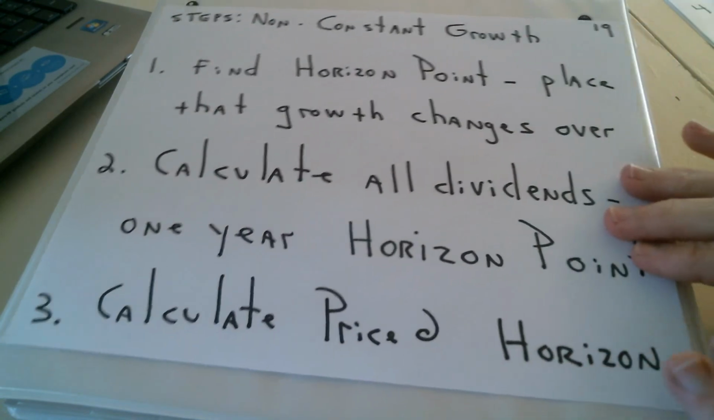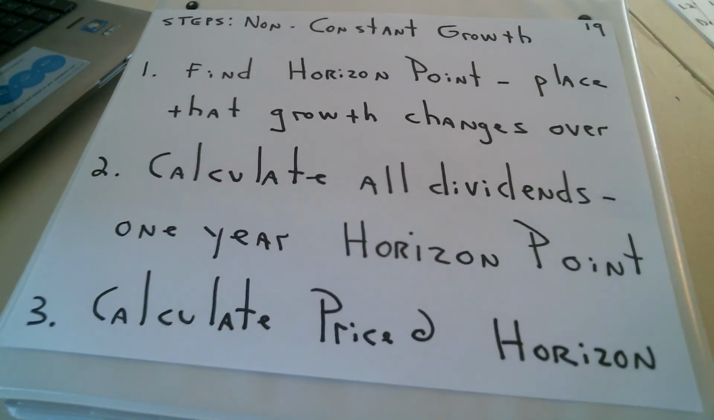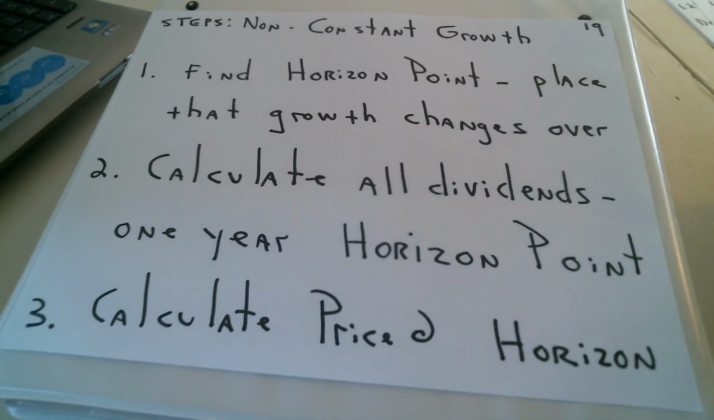So we have 5 steps that I've put up, 5 steps to come up with the problem to this. Step 1, find the horizon point. That's the place where the growth changes over, in our case here, it switched from 20% to 5%. So indicate that, find that, make a note of it.